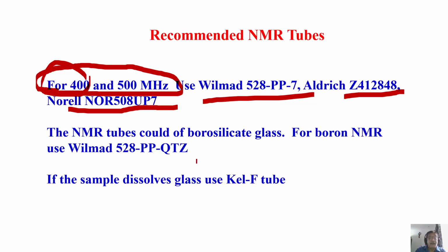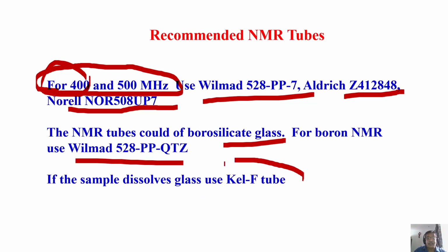And an NMR tube could be of borosilicate glass. You also know that. It is a borosilicate glass. Suppose you want to see boron NMR, then you cannot use this. You have to use a different type of tube. That is called quartz tube. And because sample dissolves glass, sometimes you have to use a KEL-F tube. See, these are some of the practical difficulties. You will know that later, when you start using the spectrometer and start recording these spectra, you will have to understand these things. So the proper choice of NMR tubes is essential.